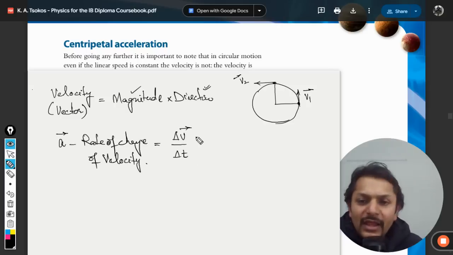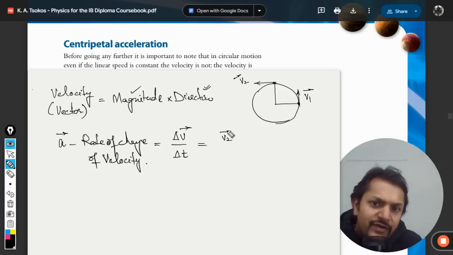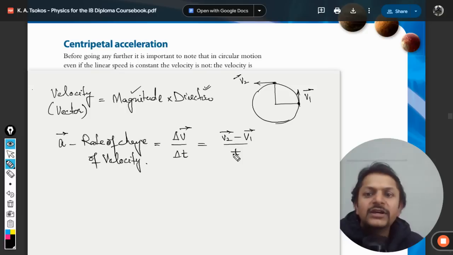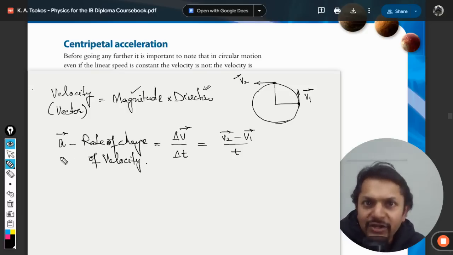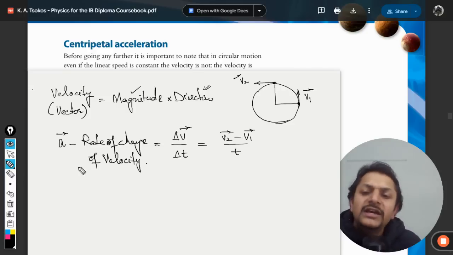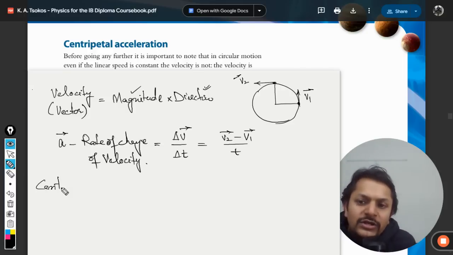Now, if there is a change in velocity, yes, there is a change in velocity. So we will say v2 vector minus v1 vector divided by the time. So that will give you an acceleration. Now this acceleration is not about the magnitude, but it is only and only about the direction. Such an acceleration is called centripetal acceleration.